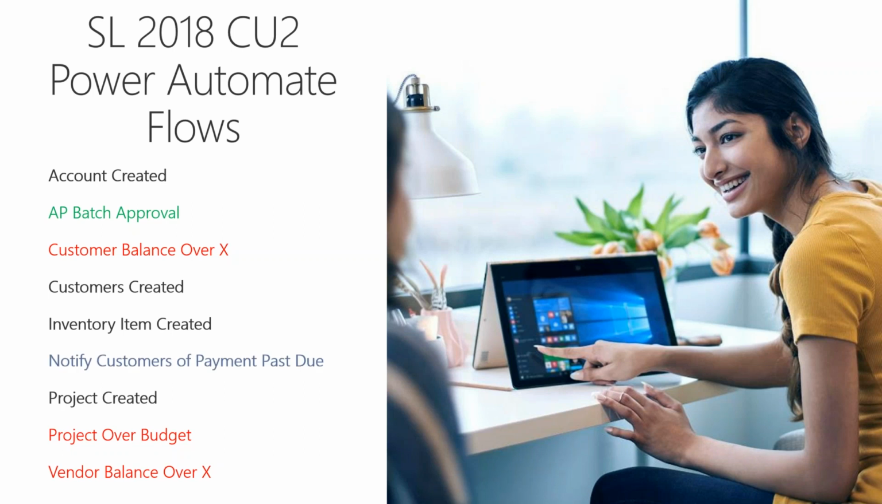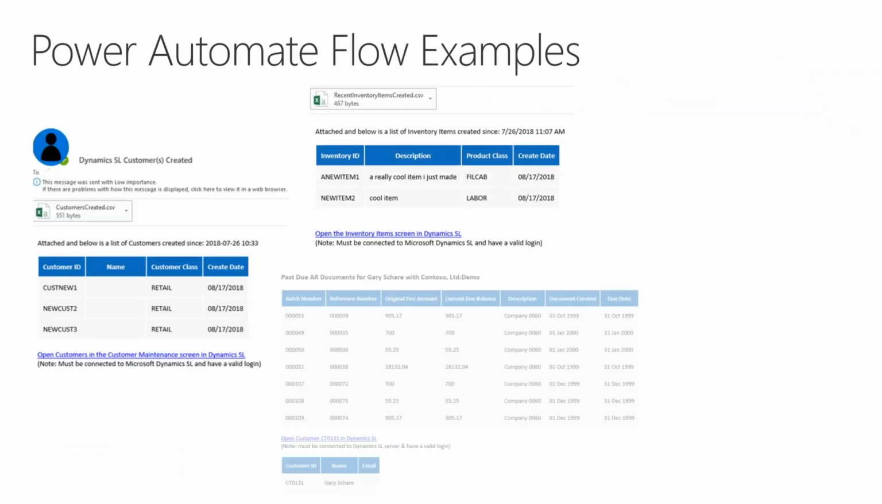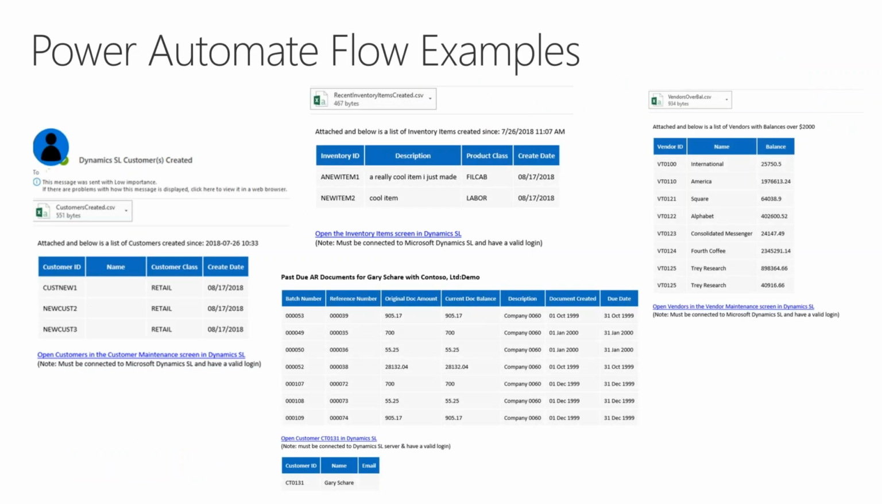And last but not least is that batch approval. So whether it's AP or GL batch approval, the GL ones just got added here in CU3. We can automate that. And also something that we don't have in standard SL is the ability to automatically send customer past due payments. We come up with some automated emails that you can send automatically, but you can edit them to make them say or look the way you want.